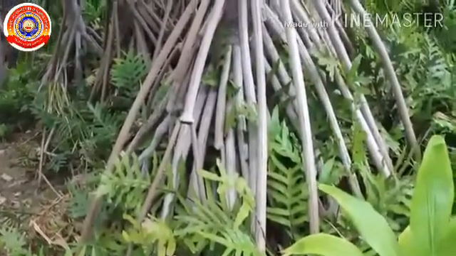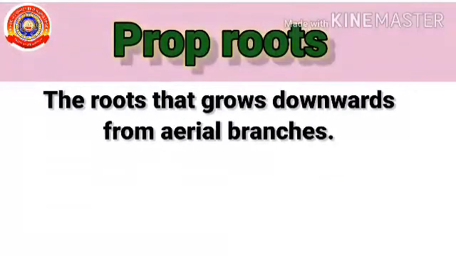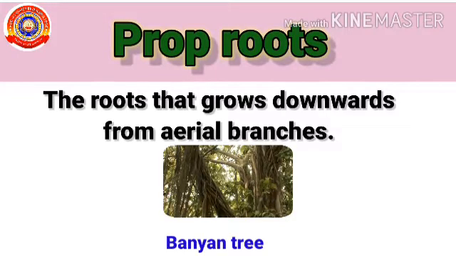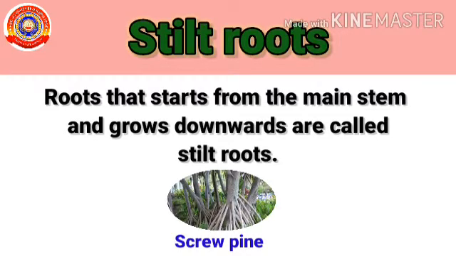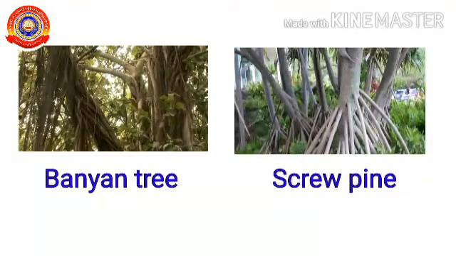Once again, what are prop roots? Prop roots are the roots that grow downwards from aerial branches. Example, banyan tree. Next, stilt roots. Roots that start from the stem and grow downwards are called stilt roots. An example of a plant having stilt roots is screw pine. Both types of roots give support to the plants.